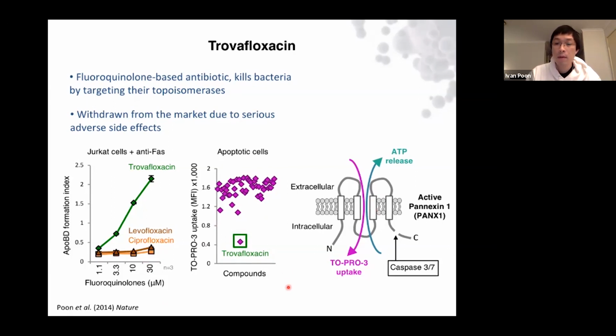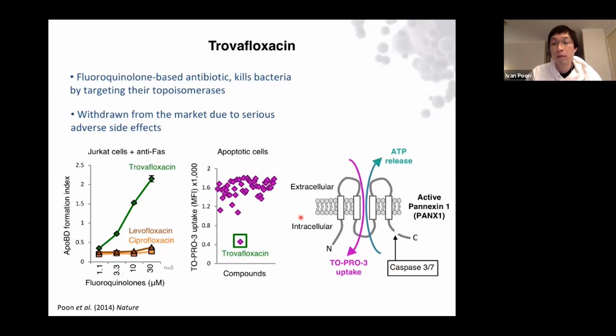So during apoptosis, this channel called pannexin 1 is cleaved by caspase 3 and 7 at the C terminus, and it allows the release of ATP and other metabolites from the apoptotic cells. And the function of that is to either recruit phagocytes or establish an anti-inflammatory environment. But what's very convenient is that this channel also selectively allows the uptake of TO-PRO-3.